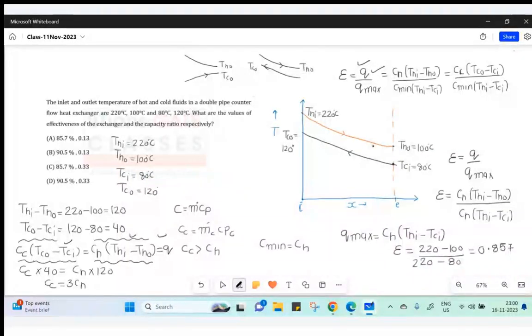Okay, I missed this point. Heat capacity ratio is what? Heat capacity ratio is your C min by C max. Now C min is what? C min is CH and C max is your CC. So that is CH by 3 times CH, which is 0.33. This is the answer. Clear? Is this clear? Good.